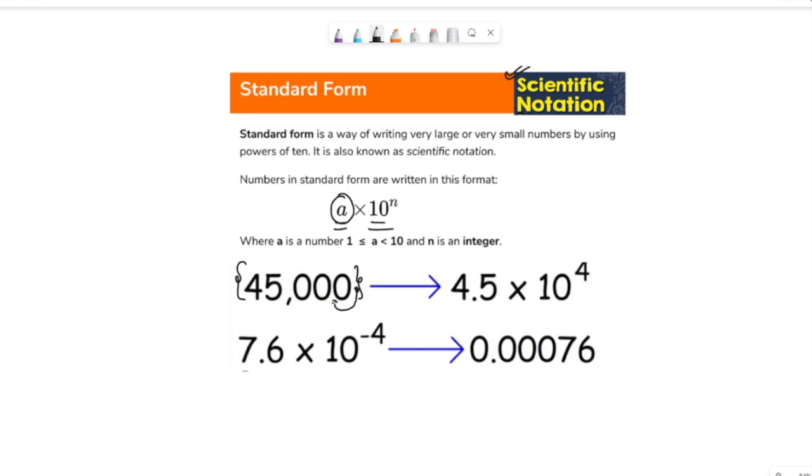So we're moving it back 1, 2, 3 and 4 steps. So it comes after the first digit. It will always come after the first digit. So it became 4.5, and we sacrificed 4 powers of 10. It means we just divided it by 10,000, so if we multiply it by 10 to the power of 4, or 10,000, we will get back the same number. Because we decreased its value, to make it equivalent, we'll multiply it by this.